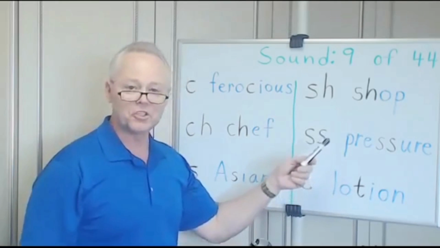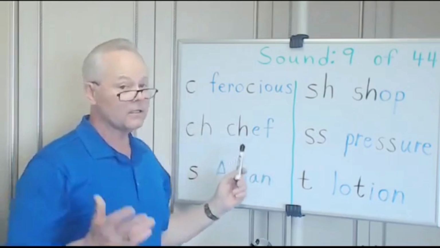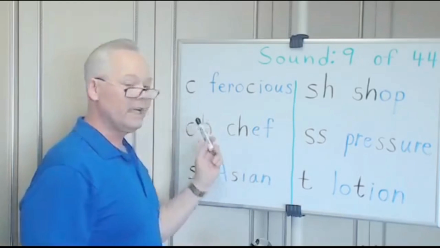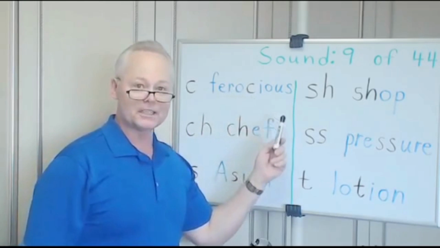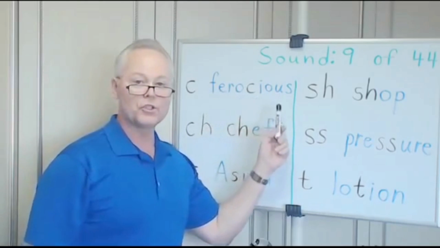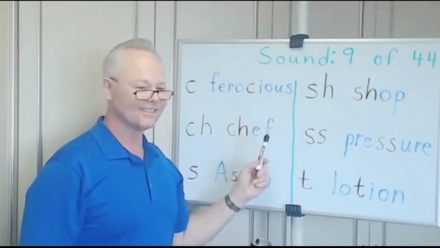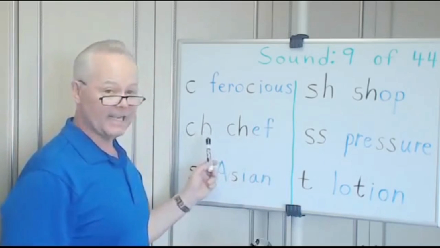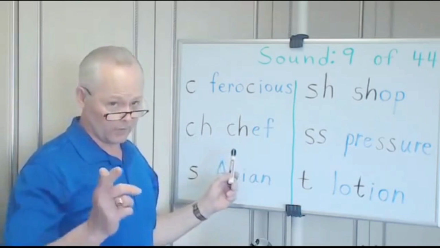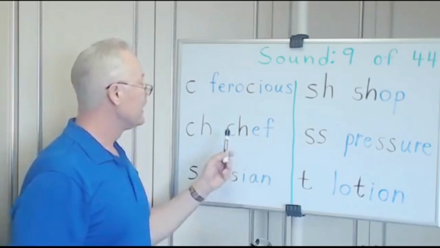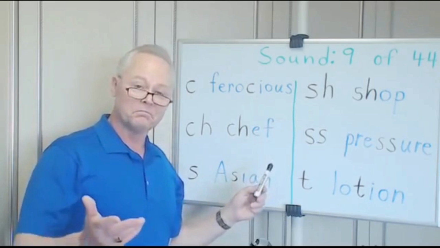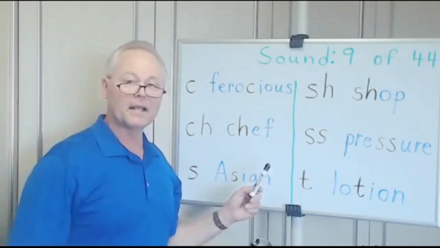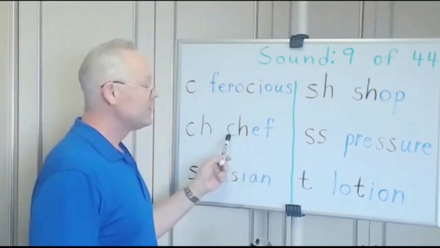S-H, sh, sh. Okay? But in some words, the C sounds like sh. Ferocious, ferocious, sh. We have CH. In some words, it sounds like sh, as in the word chef, chef. Basically a high caliber cook. Chef.